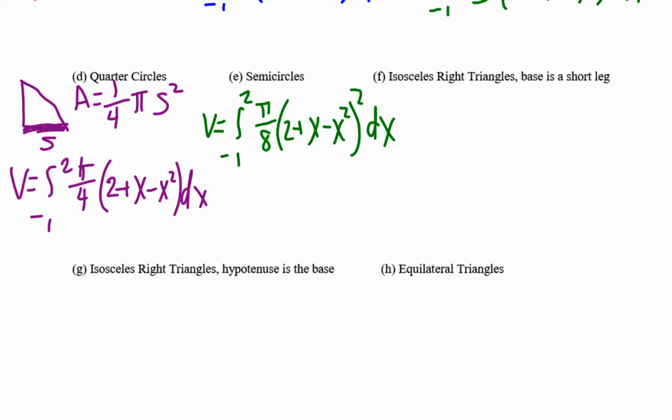All right, we have 3 more to go, but I would like you to try these. These are all triangles. Try to draw the picture and see if you could get the equation of the area for each of these. All right, that's it.